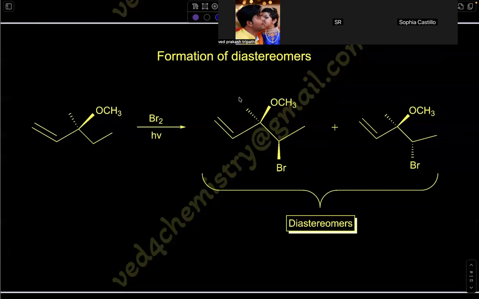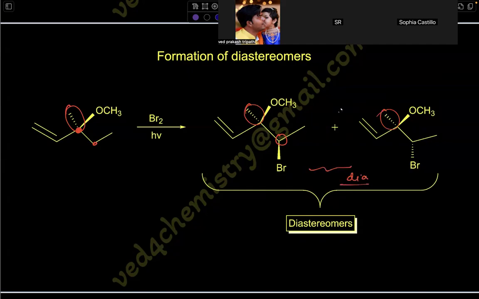So next is formation of diastereomers. You know that this is the most stable radical because at this carbon we don't have a hydrogen. So you can say one on the wedge, one on the dash, and this chiral center you can see remains the same. That's why we can say diastereomer.